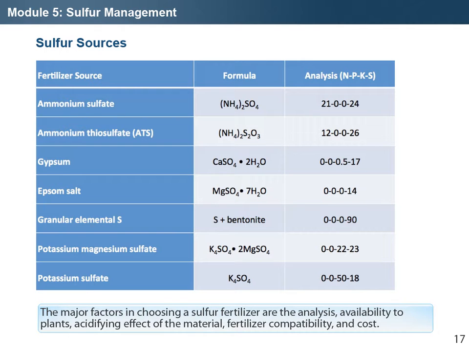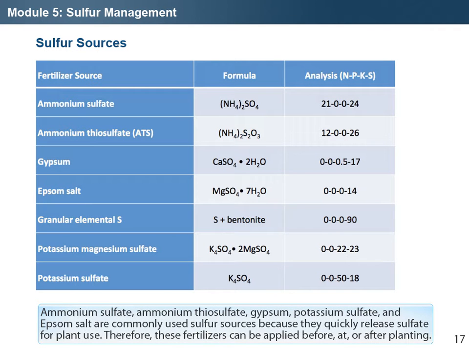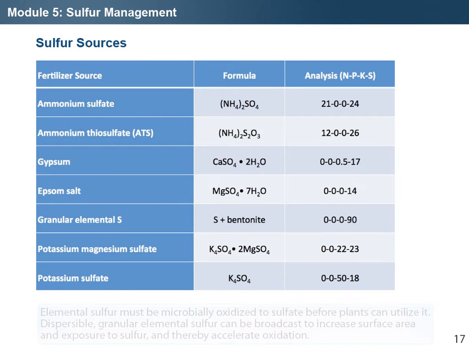The major factors in choosing a sulfur fertilizer are the analysis, availability to plants, acidifying effect of the material, fertilizer compatibility, and cost. Ammonium sulfate, ammonium thiosulfate, gypsum, potassium sulfate, and Epsom salt are commonly used sulfur sources because they quickly release sulfate for plant use. Therefore, these fertilizers can be applied before, at, or after planting.